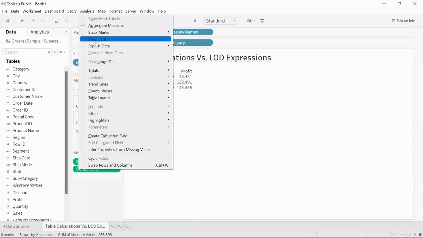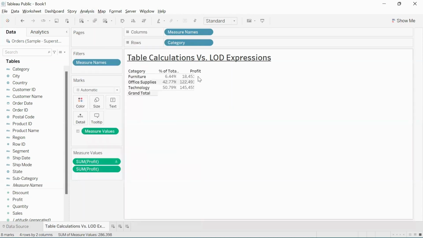The overall profit is 286,397, of which 18,000 is coming from furniture, 122,000 from office supplies, and 145,000 from technology. So in terms of percentages, this is considered the grand total, 100%. So 6% of this value is coming from furniture. 18,451 is 6% of the overall profit. 122,491 is 42% of the overall profit. And this number here is 50% of the overall profit. So it depends on the data in the graph.